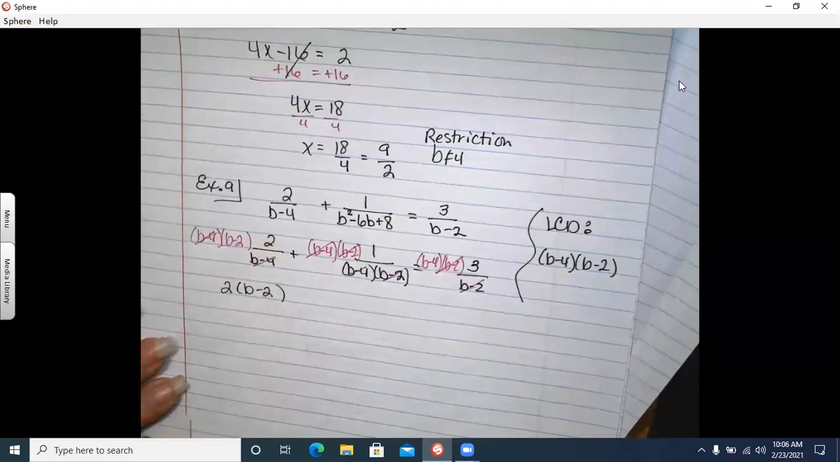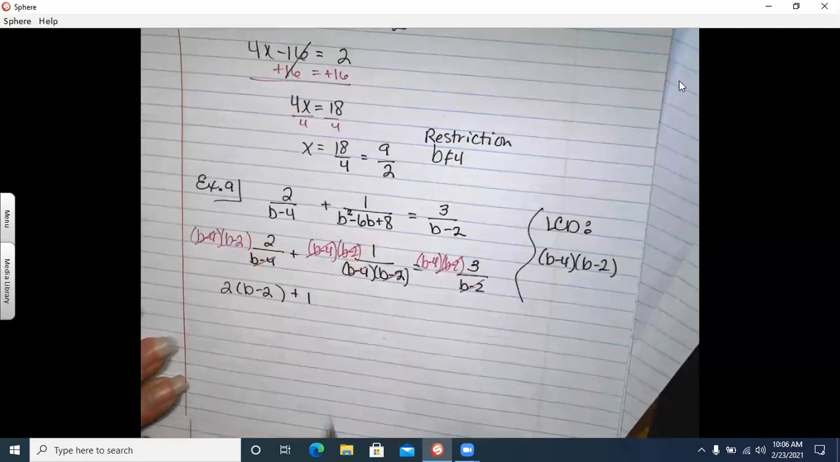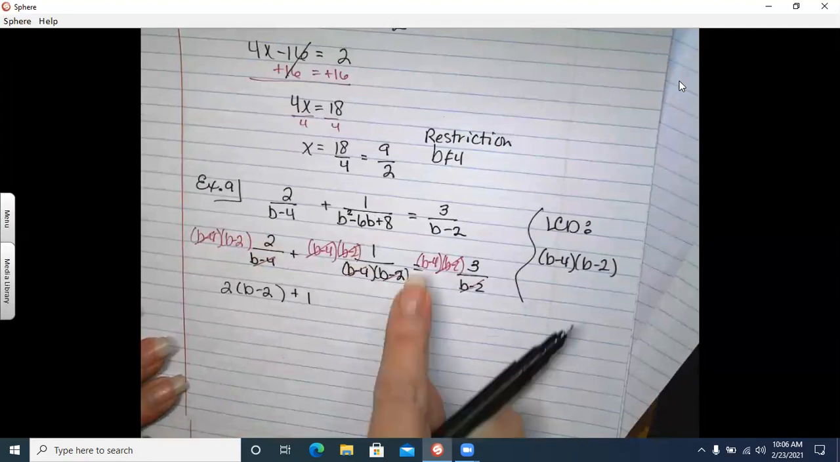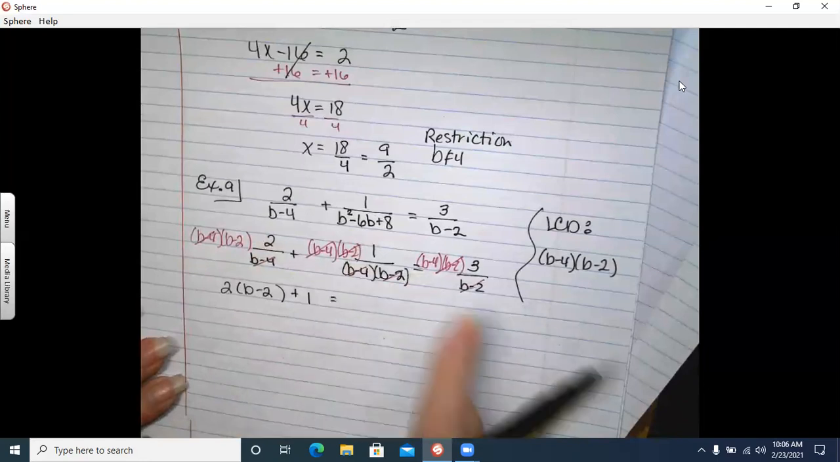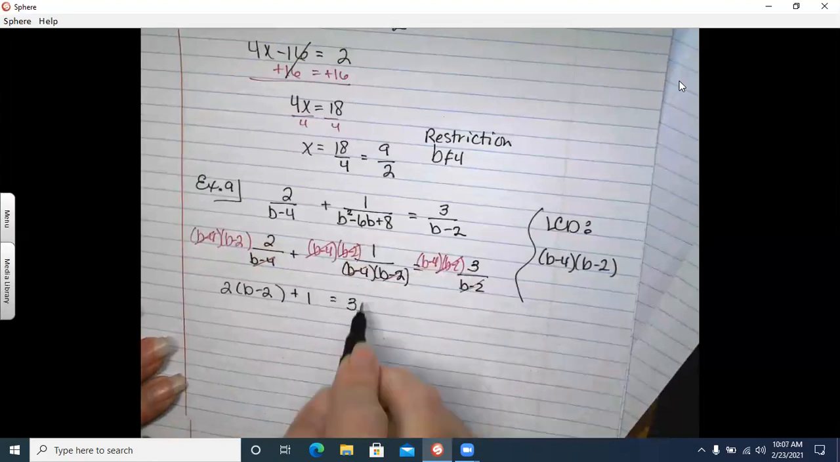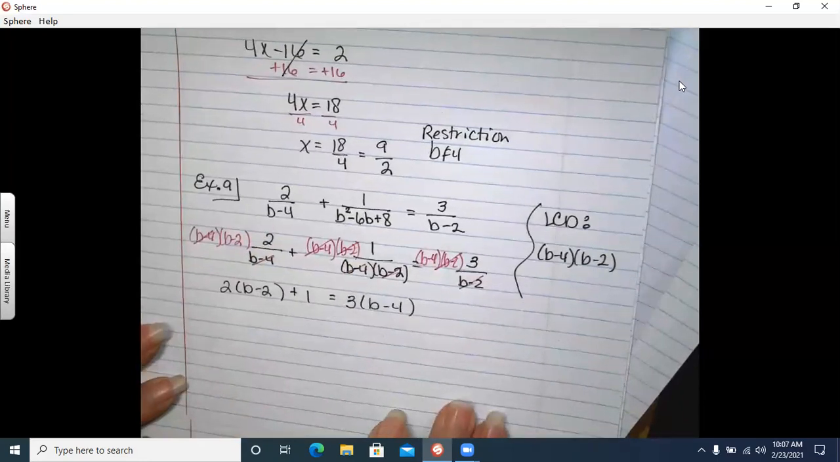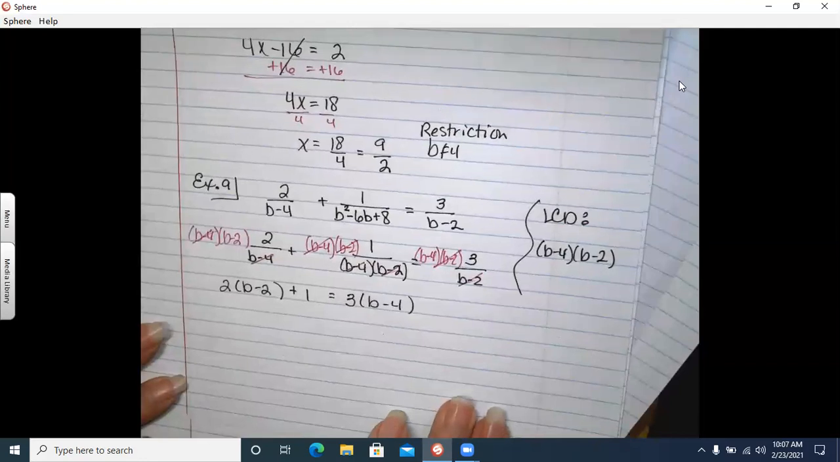Then it says to add. All I have left in the second fraction is just the 1. If you add 1, that changes the number. So you got to put your plus 1. Then bring down your equal. Over here, I've got a B minus 4 and a 3. So I've got to multiply them together. Everybody else, do not add up. Everybody cool with that? Now what do I do?